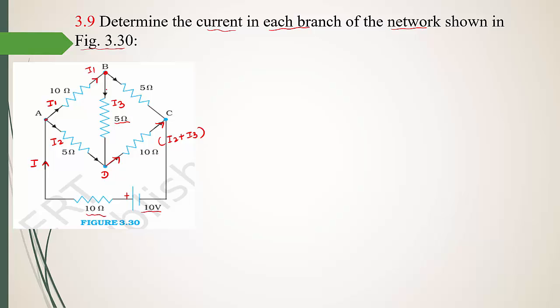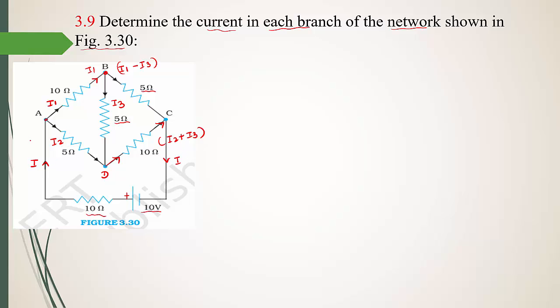I3 amount of current is flowing through the resistor 5 ohm. The remaining amount of current is flowing through the resistor 5 ohm. Now we can consider the remaining amount of current, I1 minus I3, is flowing at the branch B to C. Total amount of current is how much?